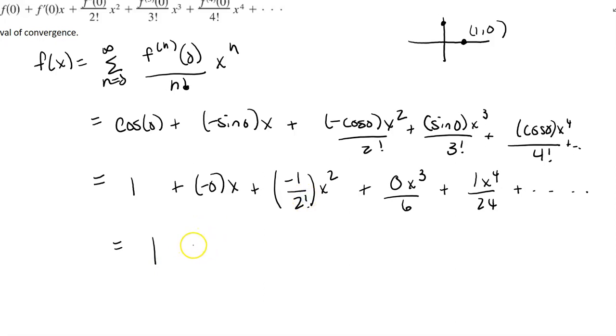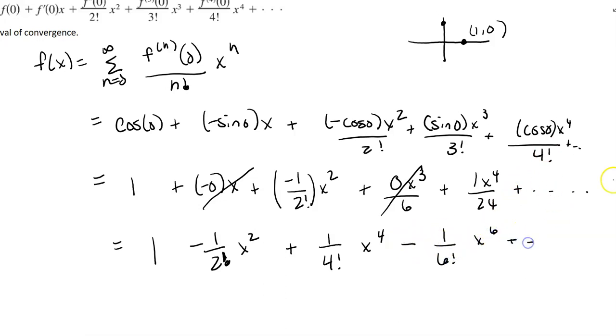I've got minus 1 over 2 factorial x squared, and then this one goes away, and I've got plus 1 over 4 factorial x to the 4th. We would skip the fifth term again. We'd have minus 1 over 6 factorial x to the 6 if you wrote the next terms out. I hope you can kind of see what's happening here.